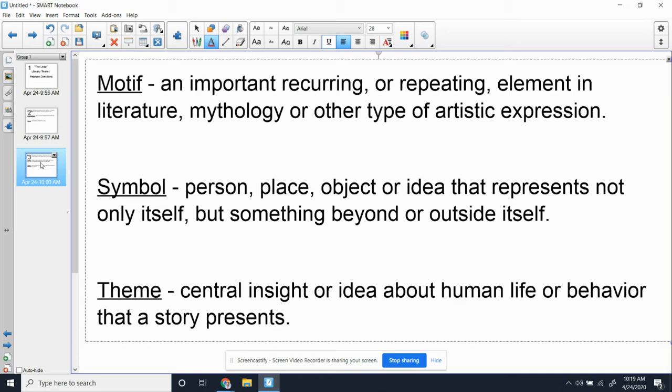One example that I can think of that you're probably familiar with is Romeo and Juliet. Now, in Romeo and Juliet, this idea of a rose keeps popping up.